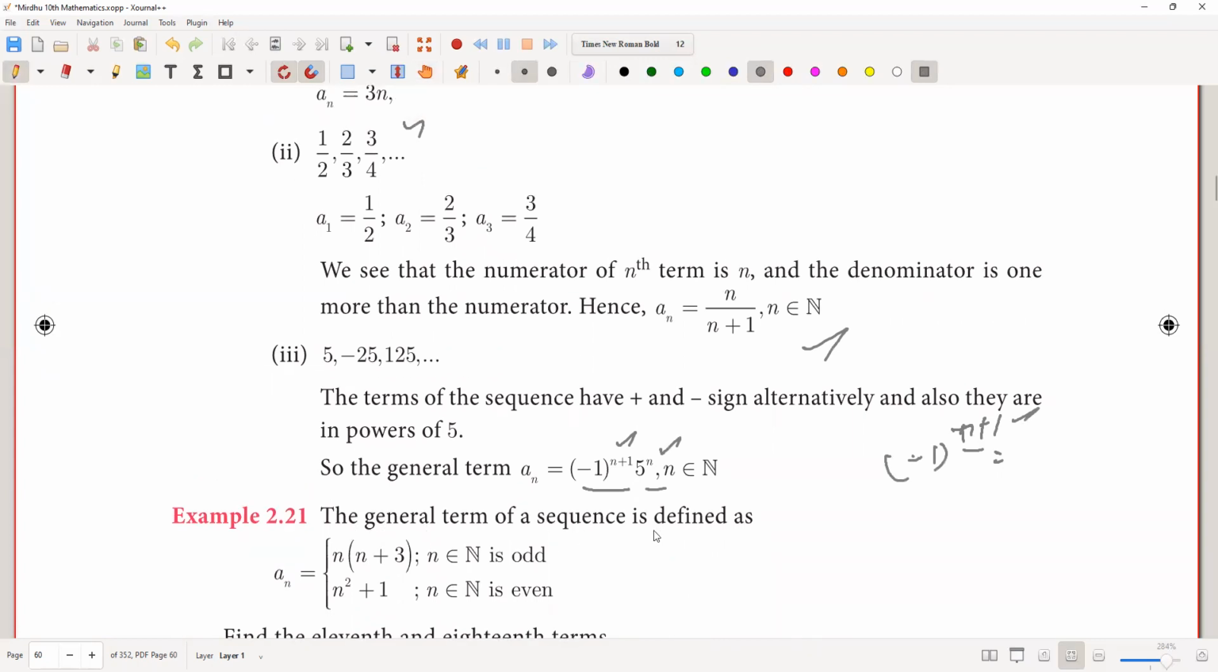The general term of the sequence is defined by n into n plus 3 when n is odd, n squared plus 1 when n is even. So the first term, a1, would be n is odd, isn't it? So 1 into 4, 4. A2 would be even. So the second formula, 2 squared, 4 plus 1, 5.